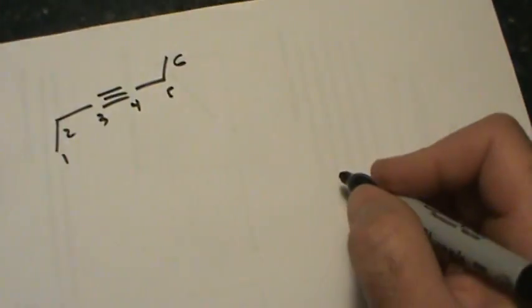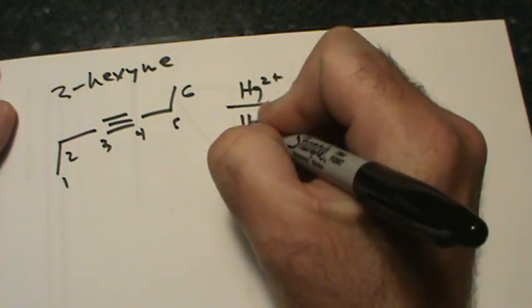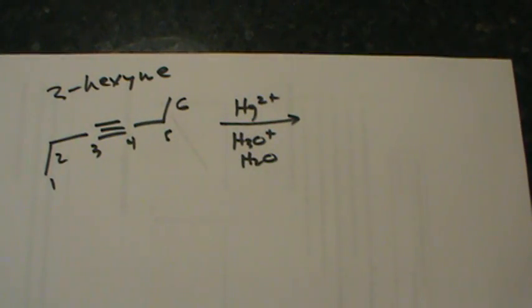Look at another example. What if I didn't start with a terminal alkyne? What if I started with an internal alkyne, as I have here? 1, 2, 3, 4, 5, 6. This is a 3-hexyne molecule. I'm going to start with this 3-hexyne. I'm going to treat it with the mercury cation, mercury 2+ cation, under acidic conditions.